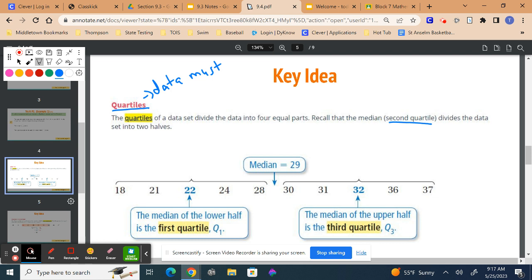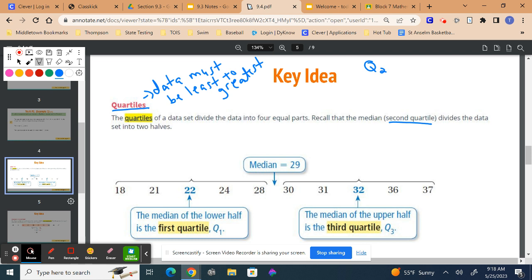Does everyone understand that? Okay? So the data must be least to greatest. You have to check that it is in order. All right, so is my data in order? Yes. Okay. The first thing we have to find is quartile 2.